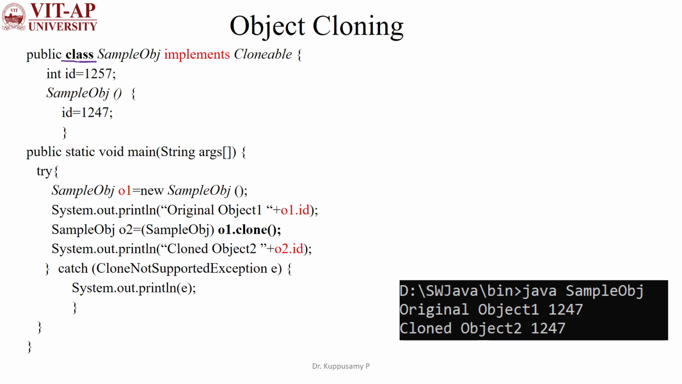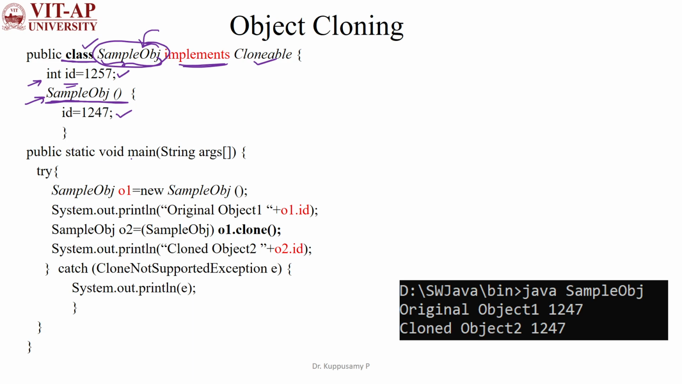The class keyword, then we define the class name SampleObj, which is implementing the Cloneable interface, so it will not create the CloneNotSupportedException. Then I am defining the variable id of integer data type and initializing the value 1257. Then I am creating the constructor. A method having the same name as the class name is called a constructor. The constructor sets the variable id equal to 1247.